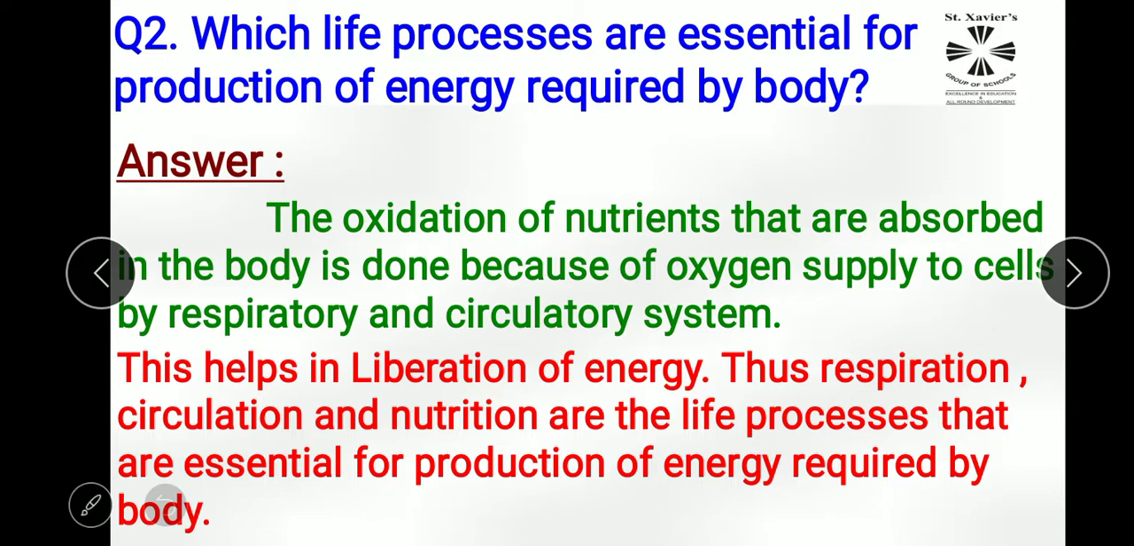So there is a need of the respiratory and circulatory system, students. Other than this, it helps in liberation of energy. Thus respiration, circulation, and at the same time nutrition are the life processes that are essential. Nutrition is required. Nutrition is the first one. Once we get nutrition, only then can oxidation be done.